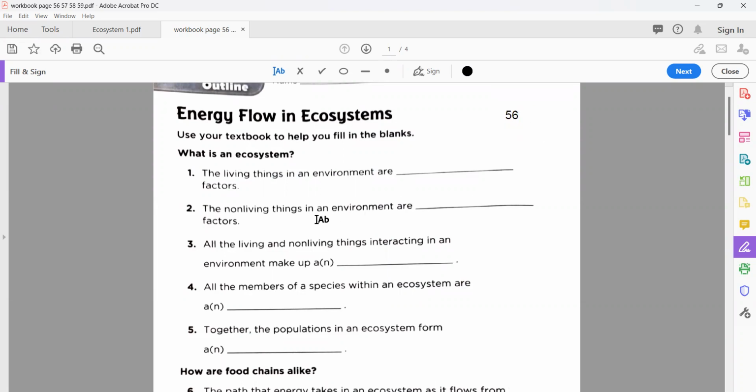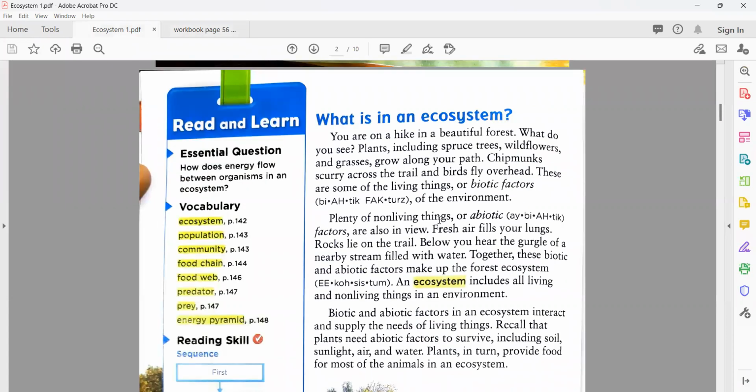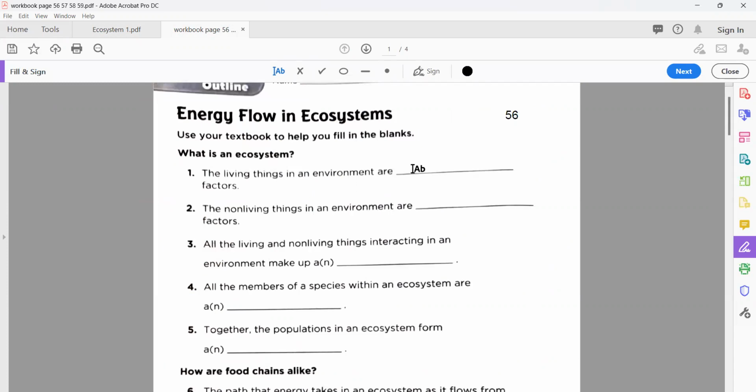The first thing that's mentioned here: what is an ecosystem? The living things in an environment are dash factors. If you want to see your textbook page, you can find this one, the biotic factors. So the first option that you're going to write here, the best choice, is biotic. No need to write the word factor because factor is already mentioned here.